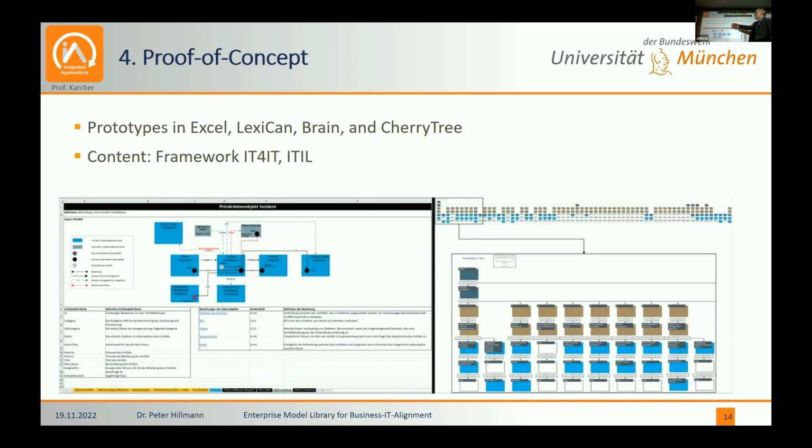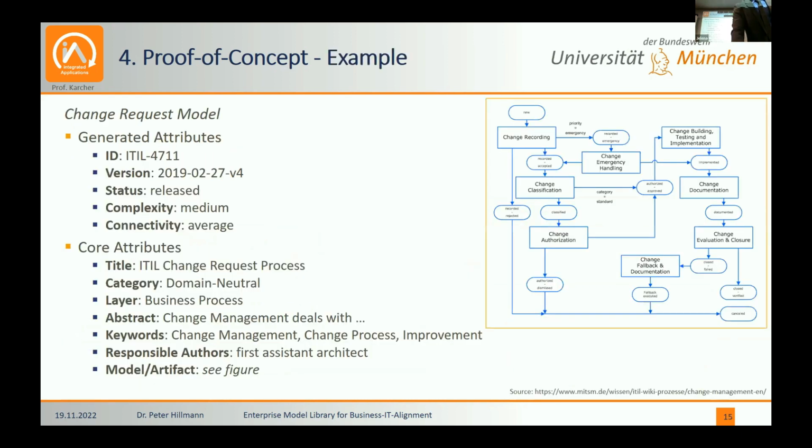Further prototypes are also made in Lexicon, Brain, or Charity. For me, I also like Charity. These tools are not really designed for such a library, but they can be used for it. In the next prototype, we try to use some wikis or Confluence where we maybe can model directly in this system. They have the standards integrated, like BPMN and these things. Then it would be quite a bit easier than having a separate tool, designing it, and then putting it in the library.